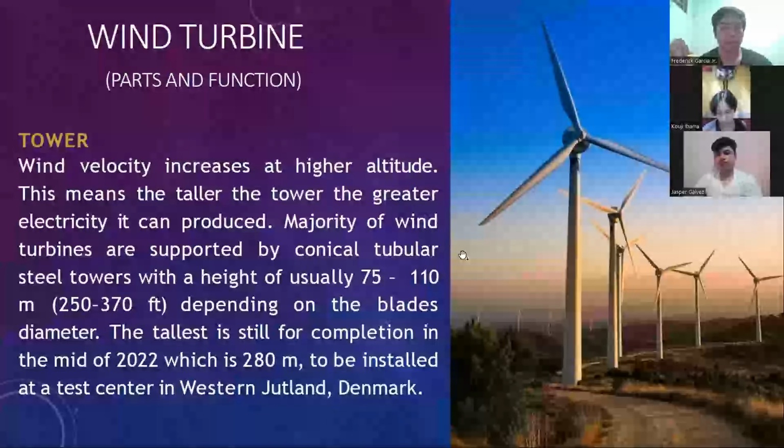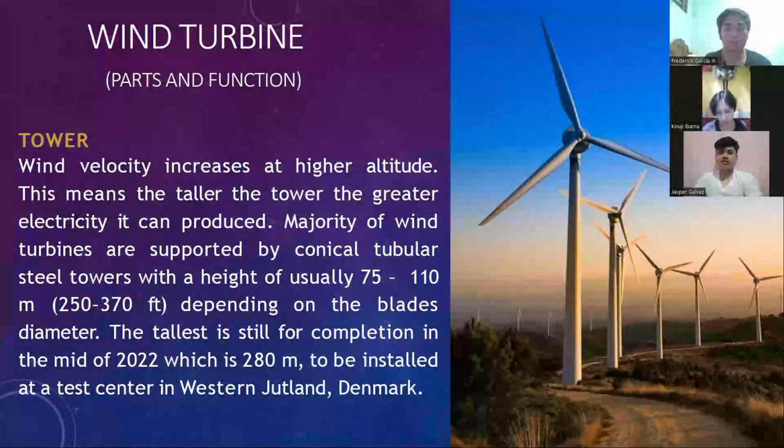So now we have another part, which is the tower. One of you please read. Okay, so tower. Wind velocity increases at a higher altitude. This means the taller the tower, the greater electricity it can produce. The majority of wind turbines are supported by conical tubular steel towers with a height of usually 75 to 110 meters, or 250 to 370 feet, depending on the blade's diameter. The tallest is set for completion in the middle of 2022, which is 280 meters, to be installed at the test center in Western Jutland, Denmark.